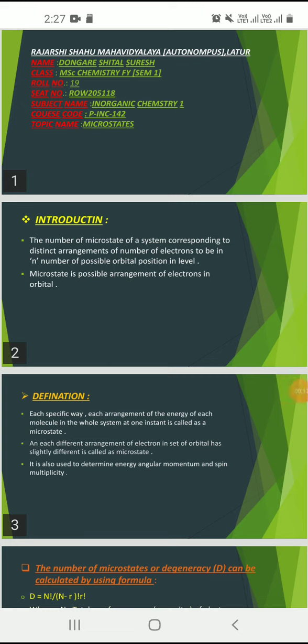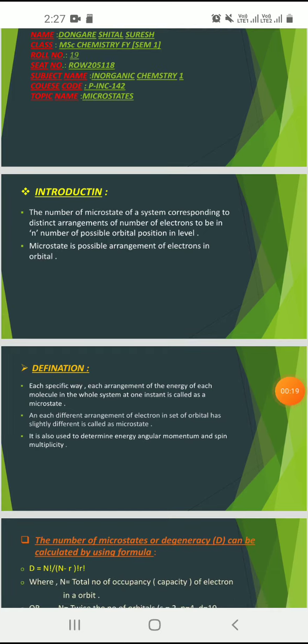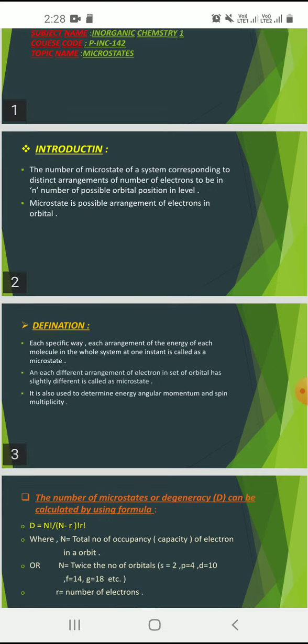Today we will discuss some points about microstates. First we see the introduction. The number of microstates of a system corresponds to distinct arrangements of a number of electrons in n number of possible orbital positions in a level. Microstate is the possible arrangement of electrons in orbitals.